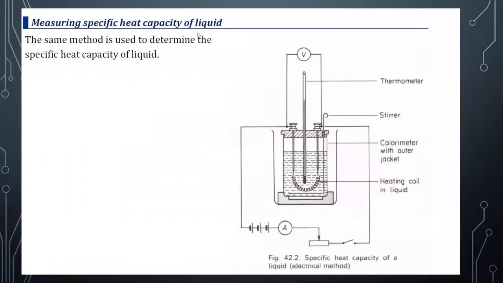Then, specific heat capacity of a liquid. The same procedure is there, but for a liquid, because the heat is not easily transferred, we should stir it continuously. For stirring, we can use the thermometer or a normal stirrer. The same method applies, so we have the formula C = VIT divided by M delta theta. V is the voltage, I is the current, T is the time for which the heater is switched on, M is the mass of the liquid, and delta theta is the change in temperature, final minus initial. Because the liquid does not conduct quickly, we should stir so that there is uniform mixing and a uniform temperature throughout.